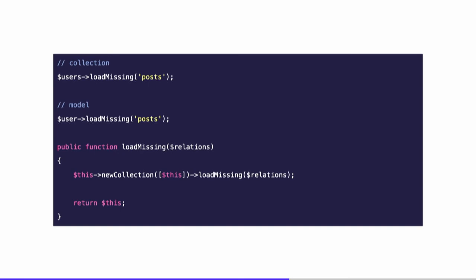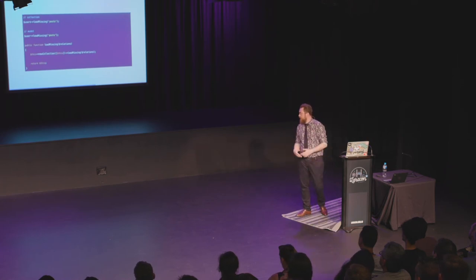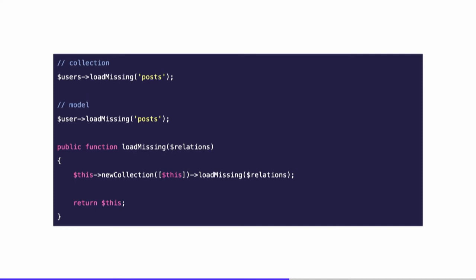So the loadMissing method is available on the collection. What that does is load up all those missing posts into memory, so you don't hit another database request for every user. It'll just get them all, chuck them on the users, everyone's happy. But sometimes you might want to do it on the model as well. So if you've got a user and you don't know if in this particular part of the code base that relationship is there, you hit loadMissing, because loadMissing won't actually do any database work if they're there. And if it's not there, it'll get them. So that's quite nice.